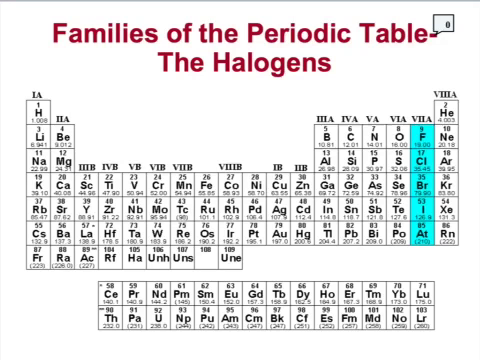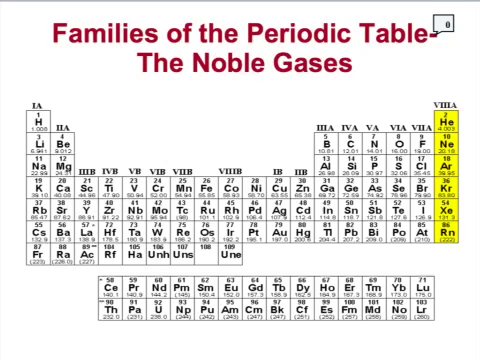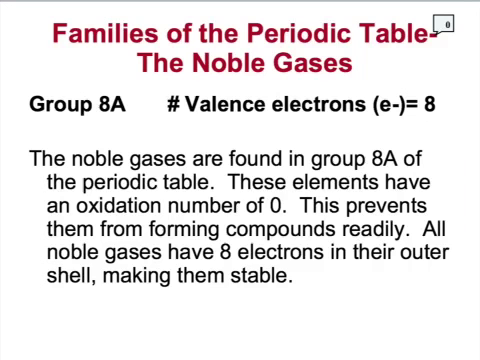Next we have the halogens in column 7A. Label the halogens on your periodic table. The halogens are found in group 7A, and they all have 7 valence electrons. It is composed of 5 nonmetallic elements, and because they have 7 valence electrons, they all have an oxidation number of -1. In column 8A, we have our noble gases, so label this family on your periodic table in your packet. The noble gases are found in group 8A, so they all have 8 valence electrons, making them very stable. This prevents them from forming compounds readily. It also means that they have an oxidation number of 0.